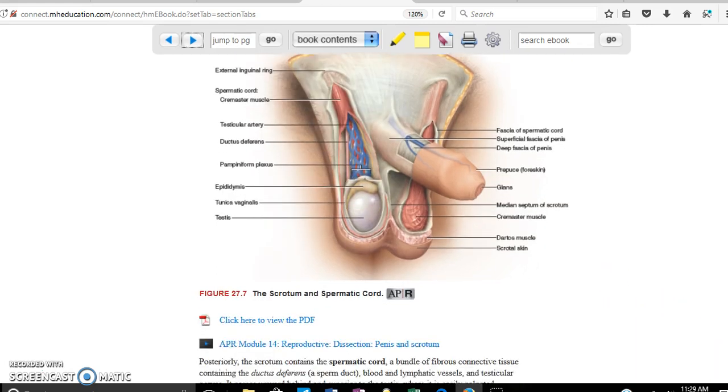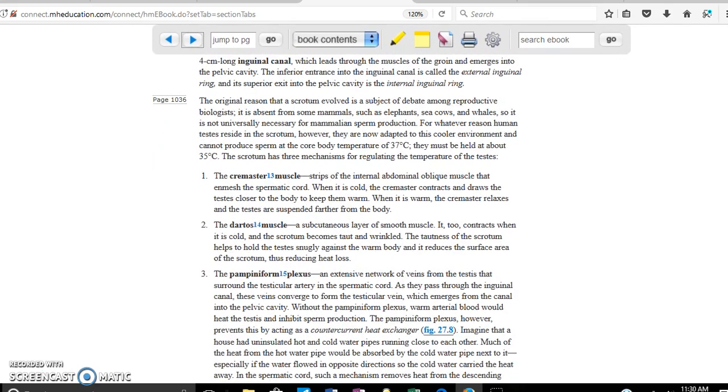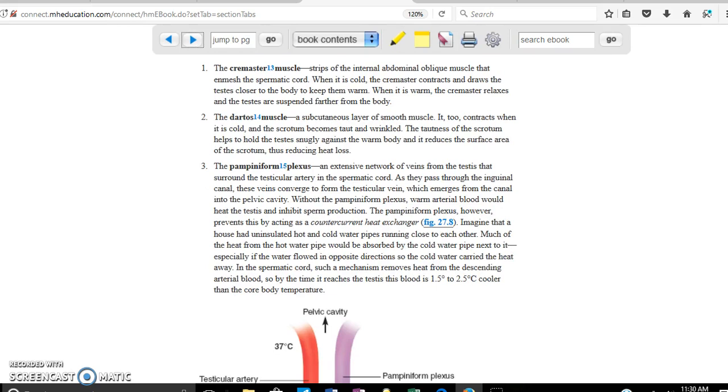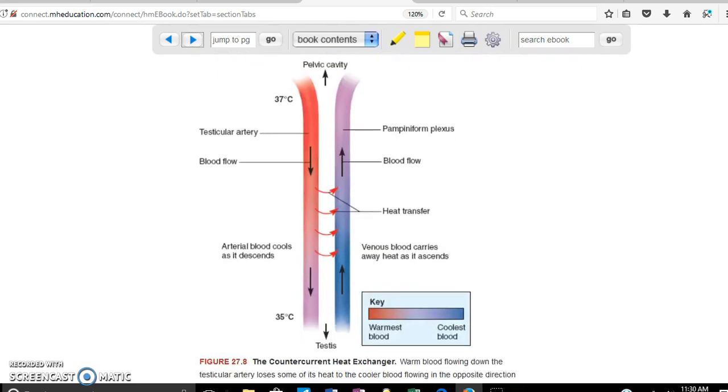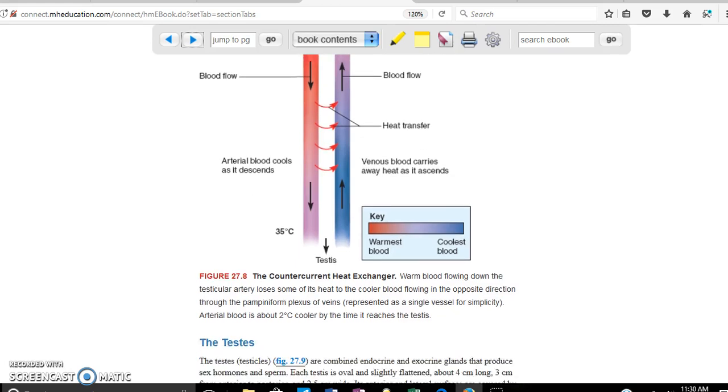So let's keep scrolling down. Right here we said the cremasteric muscle and dartos muscles. We already talked about that. Pampiniform plexus, we said, is to remove the temperature. And here you can see red warm blood, cool blood. You see here this blood is going to the testicles, but the temperature in this blood gets removed by the pampiniform plexus. That's why in here it is becoming colder. And this pampiniform plexus goes back to the body. So let's keep scrolling down.